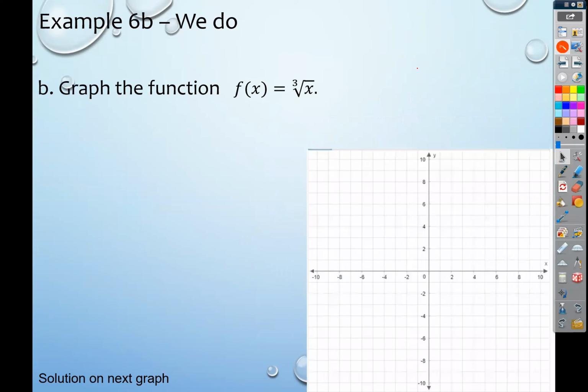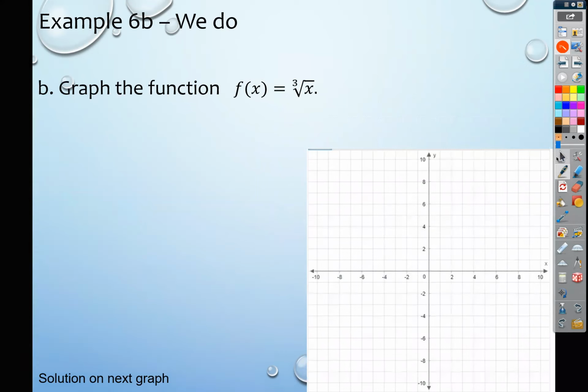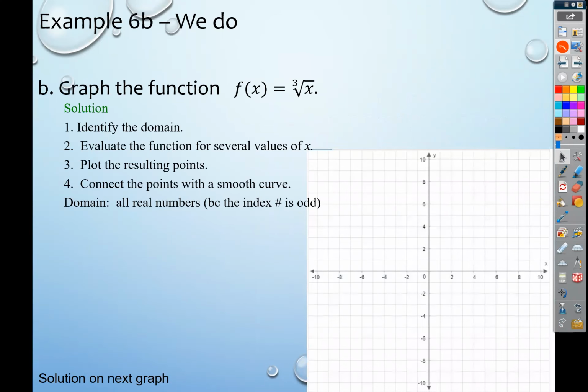Okay, let's try this one. So now we're going to be graphing a cubic graph, a cube root graph. So identify the domain. Then evaluate the function for several values of x and plot the resulting points. Connect the points with a smooth curve. All the steps are the same, except in this, the domain is all real numbers because the index number is odd. Therefore, we can plot many points, positive and negative, for this graph, okay?